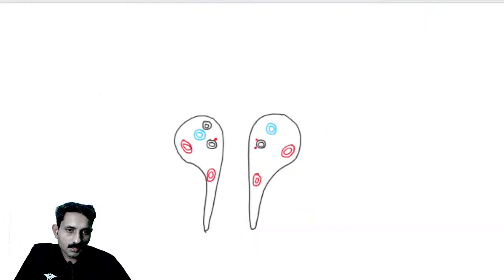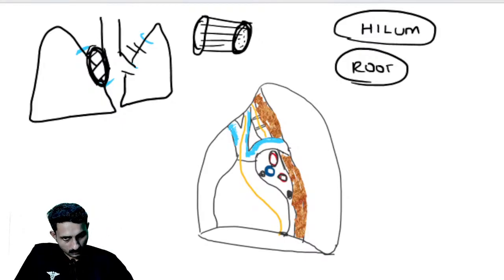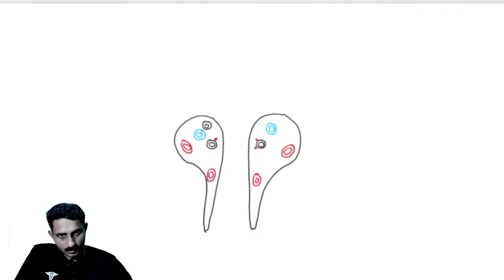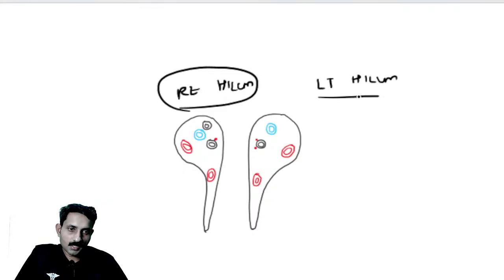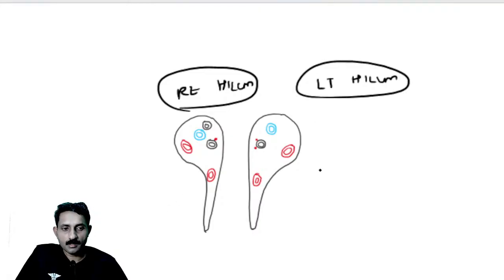Now we'll see the structures in the right lung and the structures in the left lung. Now we are applying the rule here. What are the structures that will come to the right lung? This is called the right hilum. Then we have the left hilum. So this is a schematic diagram to show the right hilum and left hilum.